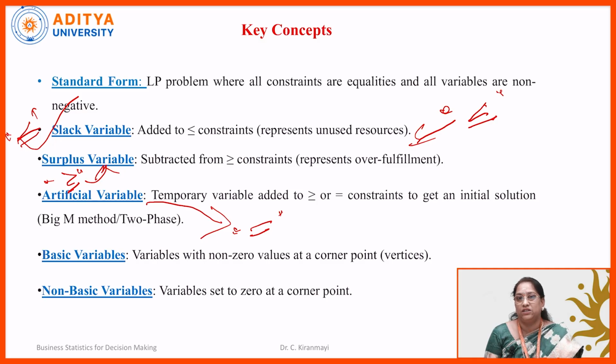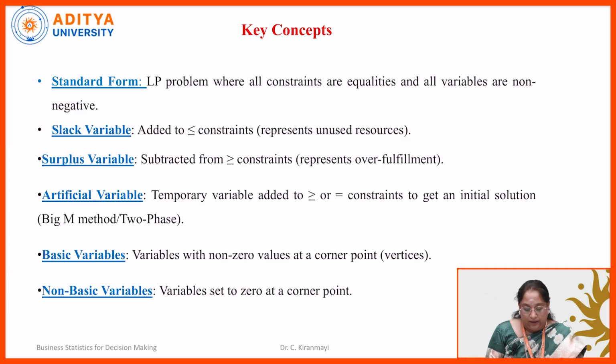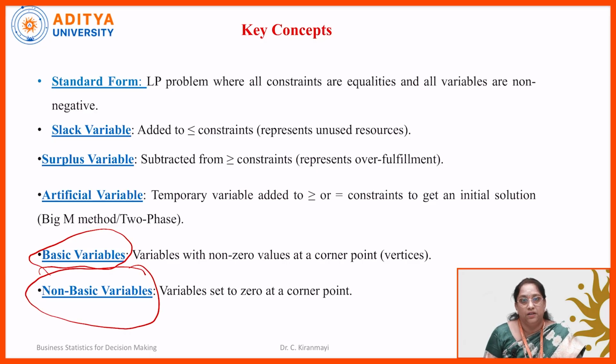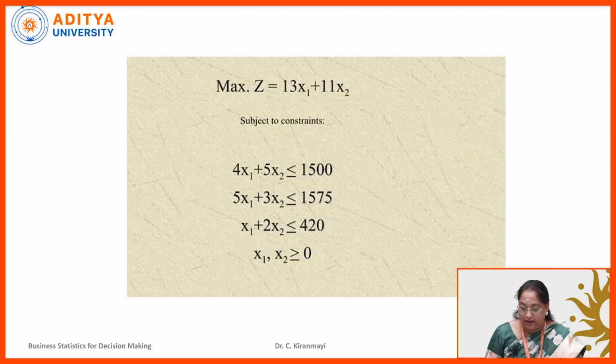So, we initially transform the given linear programming problem into standard form, that is, if the problem is in a minimization model, convert it into a maximization model, and convert all the inequalities into equations by introducing slack, surplus and artificial variables. And we often use another term, basic variables. So what are basic variables? What are non-basic variables?